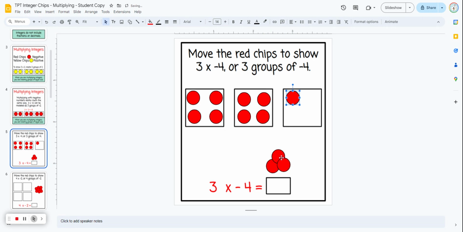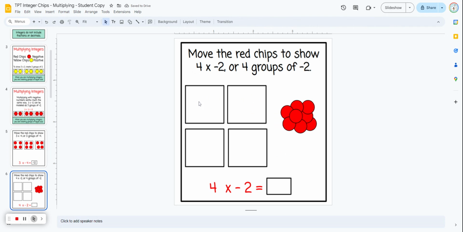Now to get the answer, they just have to count all of the red chips. Well, these are all negative, so our answer is going to be negative. And they should be able to count 12 negative chips. So they type in negative 12. The next slide, 4 groups of negative 2. So you can see the 4 groups here, and they're just going to put 2 chips in each of these and then count their total.